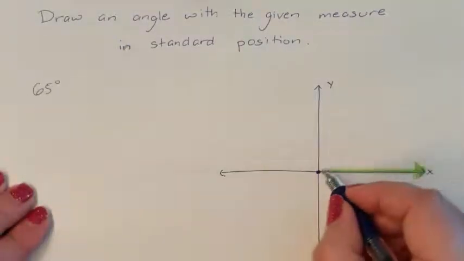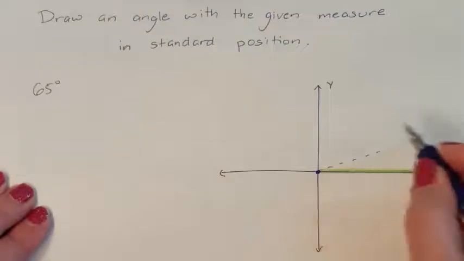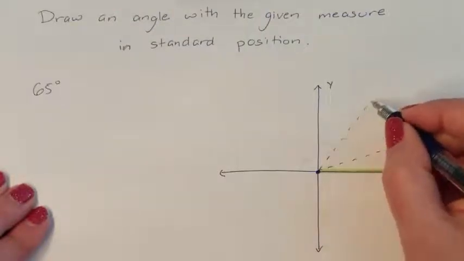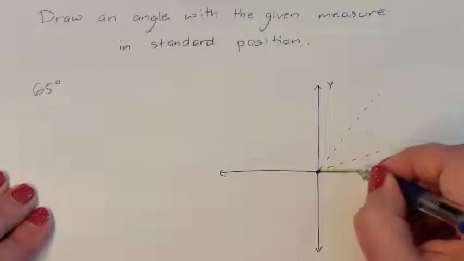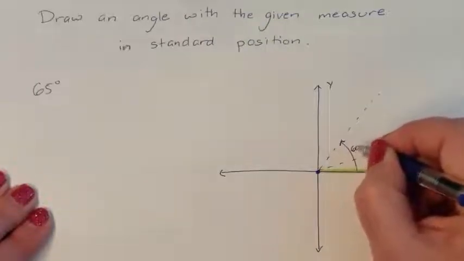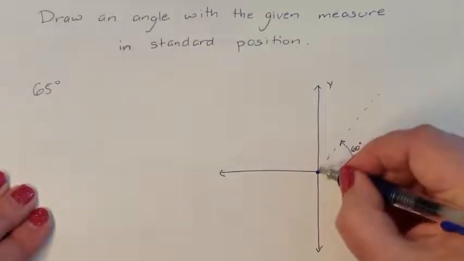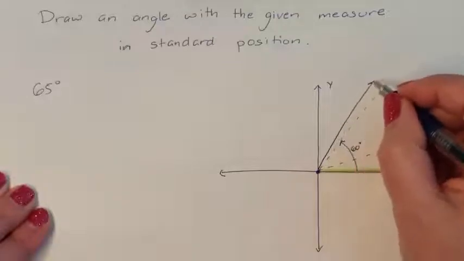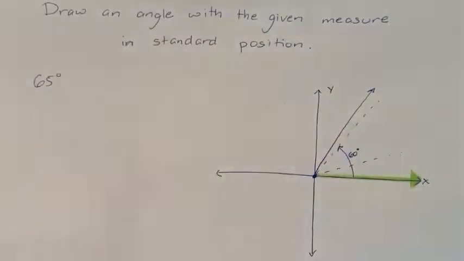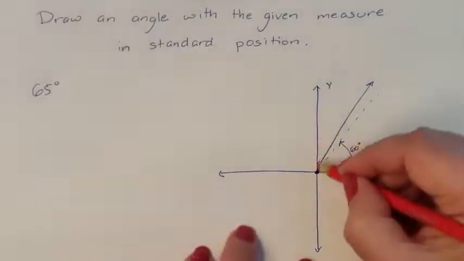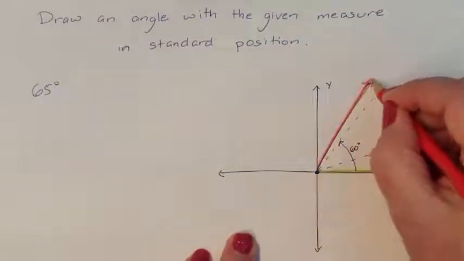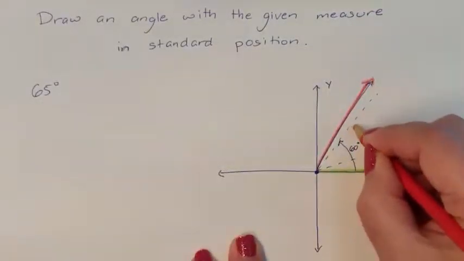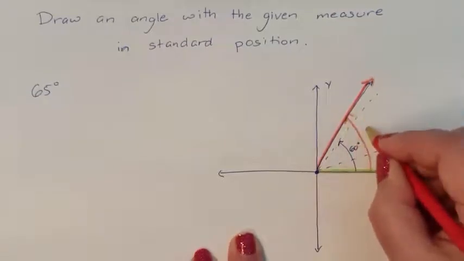65 is really close to 60, and I know that I can get 60 by splitting this into thirds. So this right here would have given me 60 degrees. I need to go just a little bit further to get my 65. So where is my terminal side? My terminal side is right here after I traveled my full 60 and then a little bit extra to get my 65 degrees.